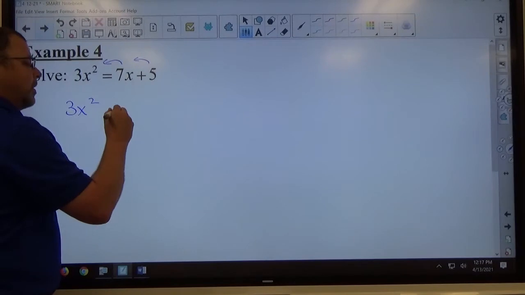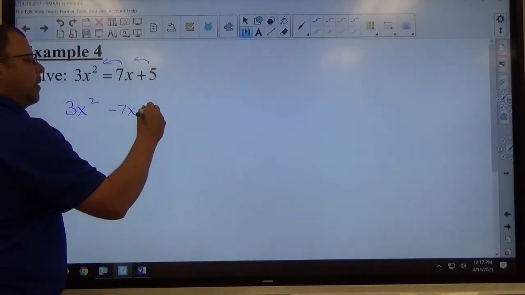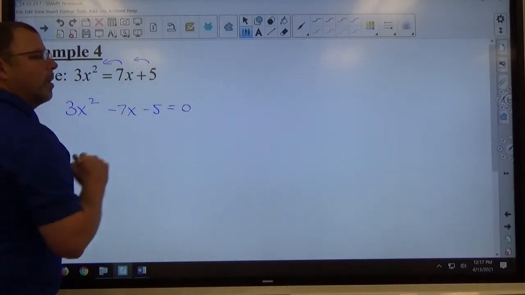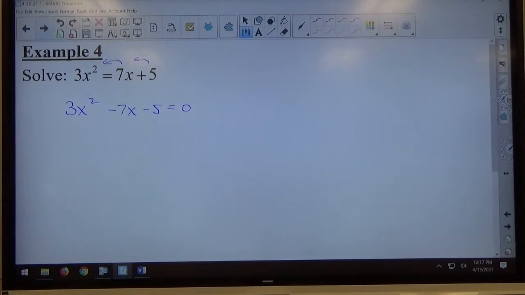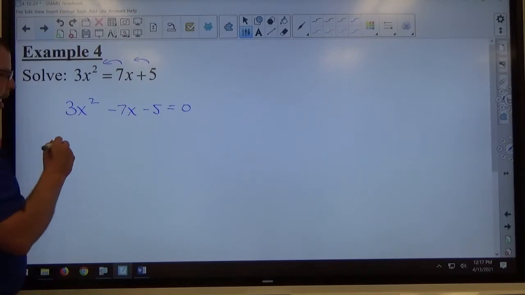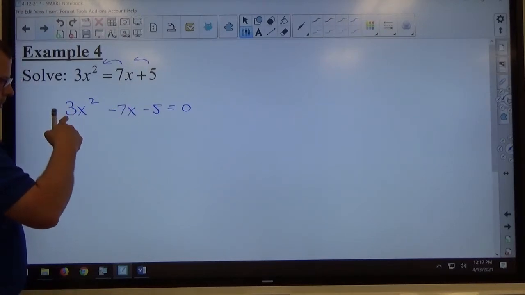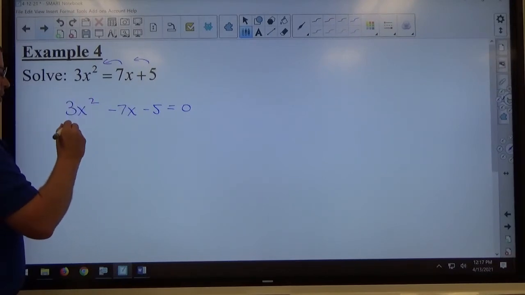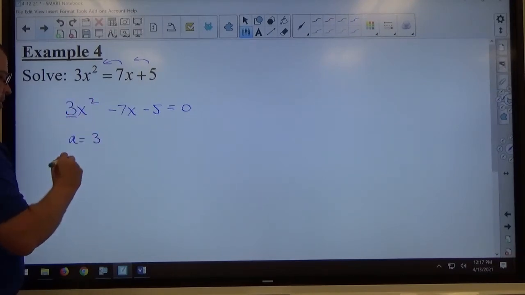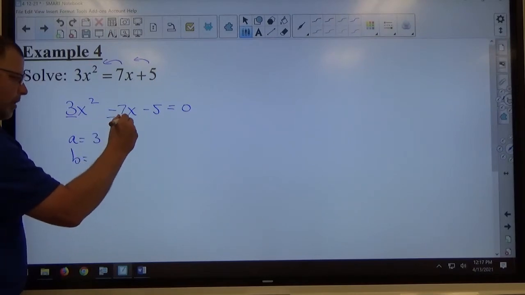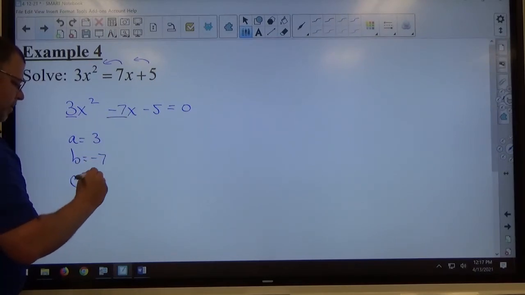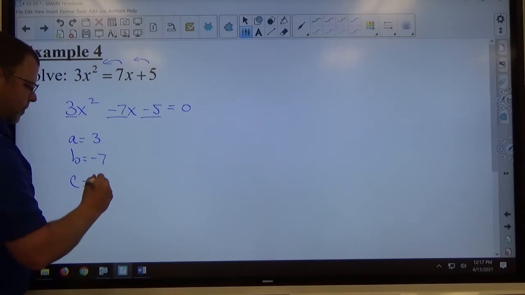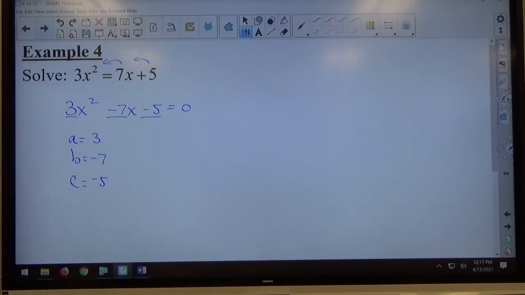7x moves left, becomes negative 7x. 5 moves left, becomes negative 5. And altogether equals 0. All right. So once we've gotten that figured out, it's in descending order, quadratic, linear, constant equals 0. Then a is equal to this number, b is equal to this number, and c is equal to this number. Signs matter. B and c are both negative.